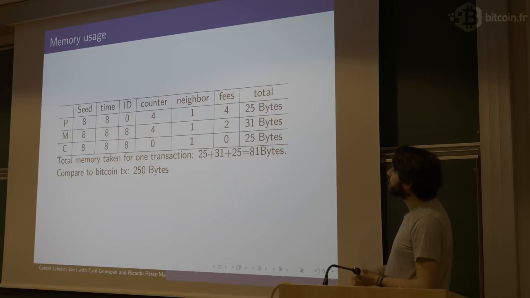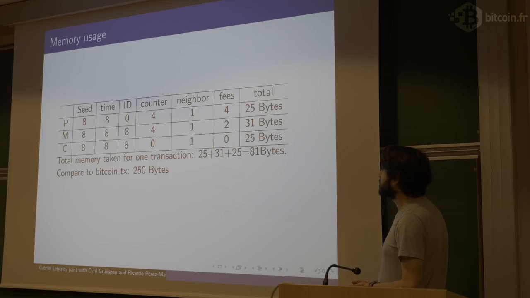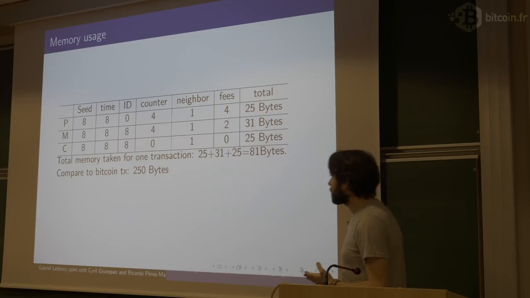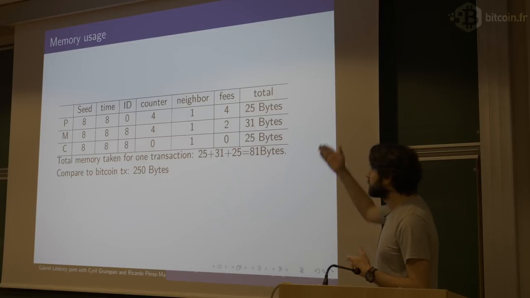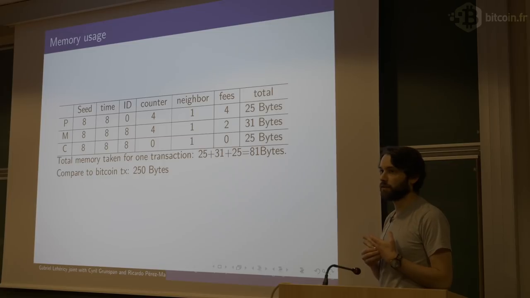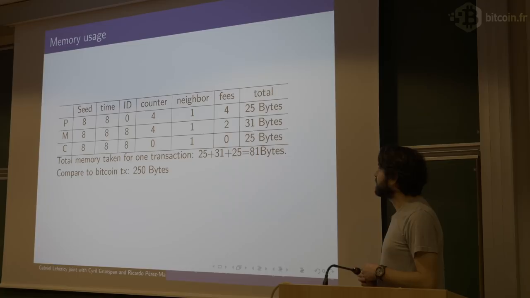And so you see that the pheromone seeds should be about 25 bytes. The other ones are not much more. And so for one transaction, I mean for one routing task, you need to keep the three kinds of seeds, so it will take about 81 bytes.